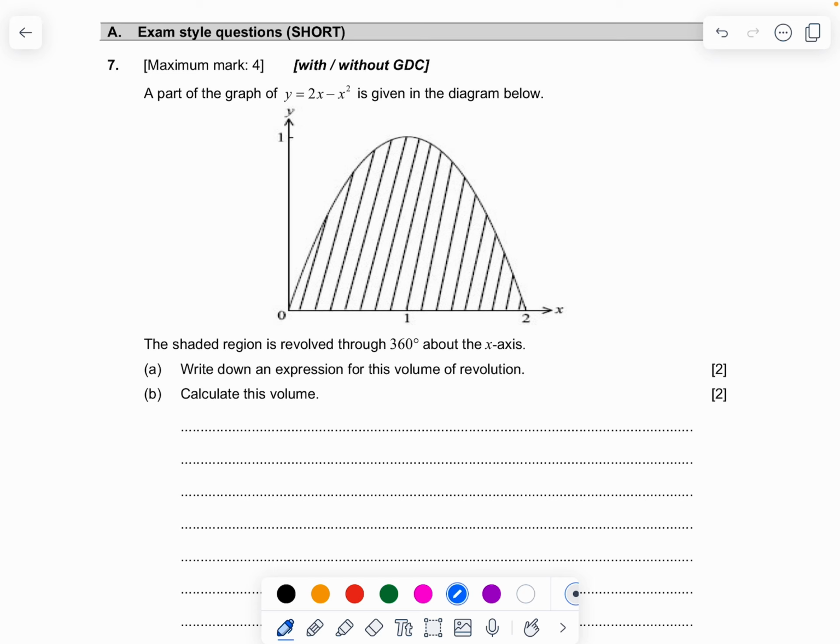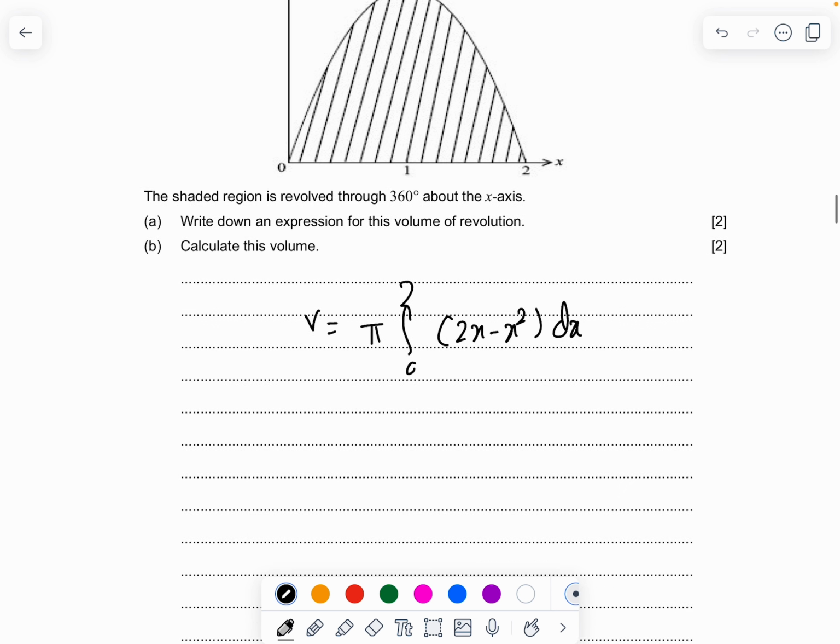Question number 7. Write down the expression for the volume. So volume will be equal to pi integral 0 to 2 of (2x minus x square) dx. Use the GDC. You should be able to get that answer as 3.35.